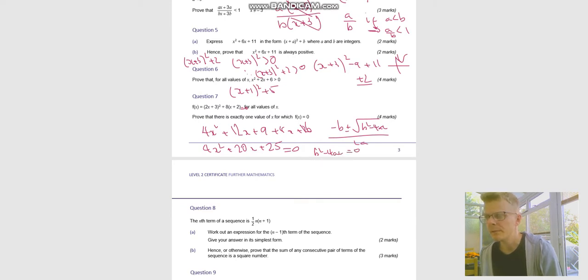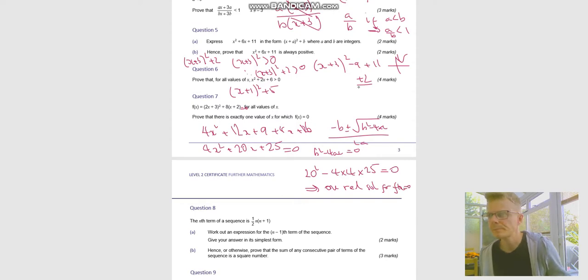So b in this instance is 20, so 20 squared minus 4 times 4 times 25. Oh, that's worked out nicely, isn't it? 4 times 4 times 25 is 400, so 400 minus 400 equals 0. This implies only one, or repeated roots, another way to say it, one real solution for f of x equals 0.